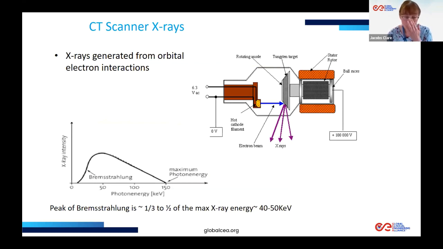But you can see that most of the X-rays emitted are actually much lower than the maximum X-ray energy possible. On average, it's between 1/3 and 1/2 of the maximum X-ray energy, which is typically somewhere around 40 to 50 kiloelectron volts. So the X-ray energy from the X-ray tube is much lower than the gamma rays from the radiopharmaceutical injection.